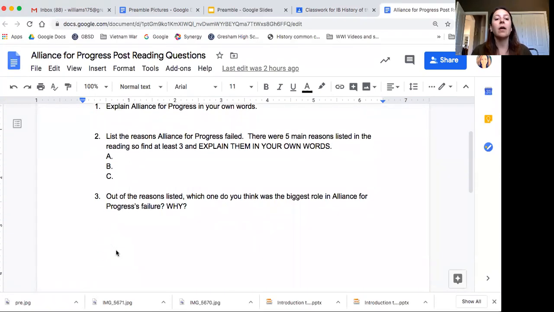And then finally, out of the reasons listed, an opinion question: which one do you think played the biggest role in the failure? Looking at your list, this one seems like it was probably the biggest reason it failed. Again, it's more for you to put it into context and have an understanding of why it failed, why it didn't work.